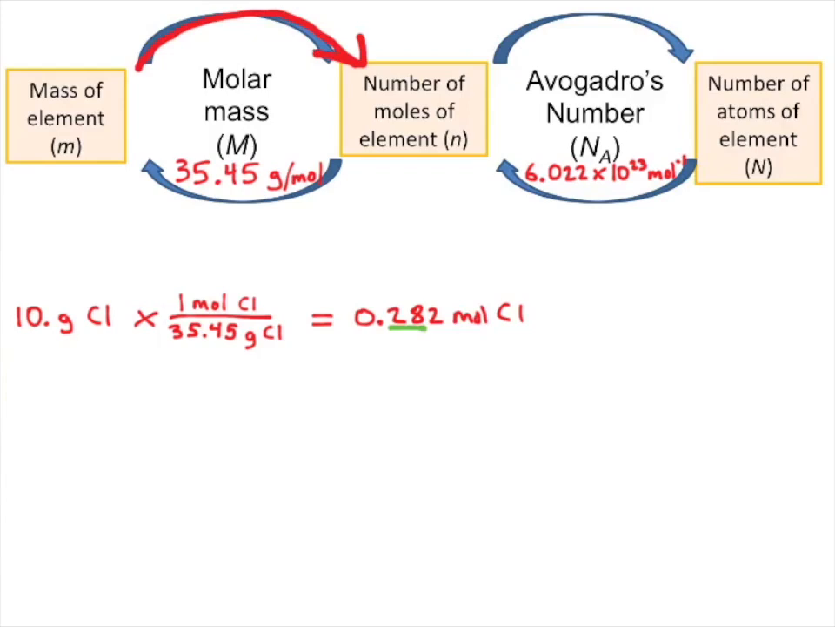And then on the top of the screen I highlighted what step we just did in the conceptual diagram. Okay, so now we want to convert to the number of atoms of chlorine, and so for that we use Avogadro's number.